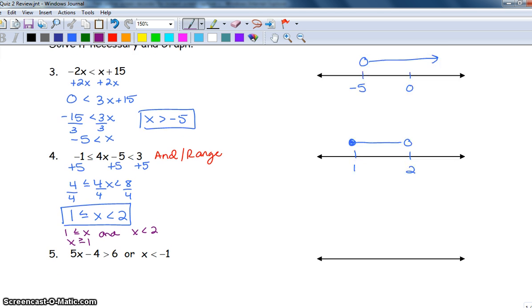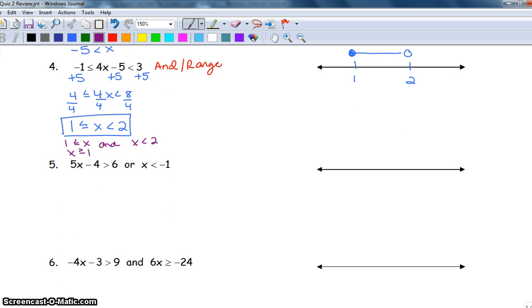Number 5, we have two mini inequalities separated by the word or, so I want to go ahead and solve them separately. So I add the 4 over to get 5x is greater than 10, divide by 5 to find x is greater than 2. Bring down your or, and actually our second inequality is already solved for us, so we only had to solve one of them.